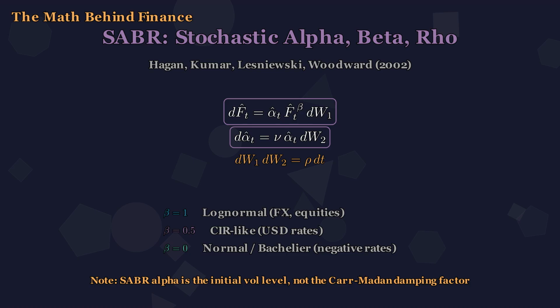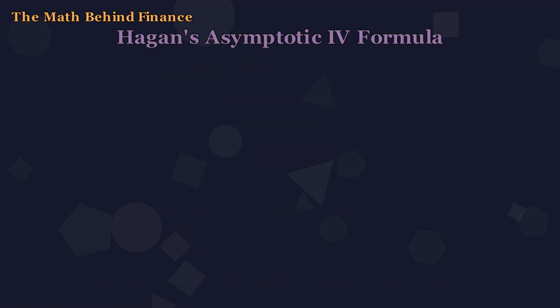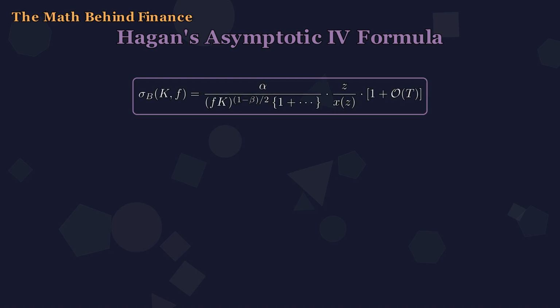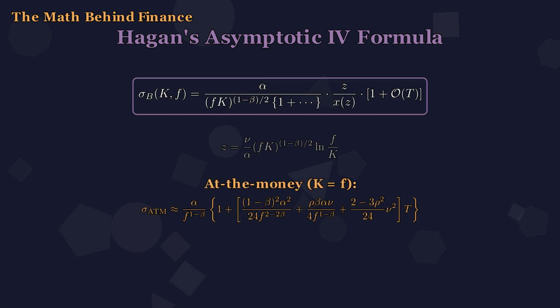Different alpha, different context. The celebrated result of Hagan and colleagues is an asymptotic formula that gives the implied volatility directly as an algebraic expression of the 4 SABR parameters. Here it is: alpha over a moneyness factor times a skew correction z over x of z times a correction term that depends on time to expiry. At the money, where k equals f, the formula simplifies beautifully. The skew correction vanishes, and implied volatility is approximately alpha over f to the 1 minus beta, times a correction involving rho, nu, and maturity.